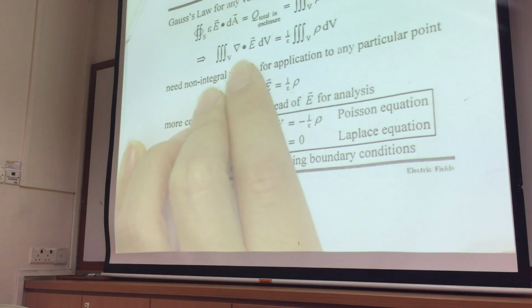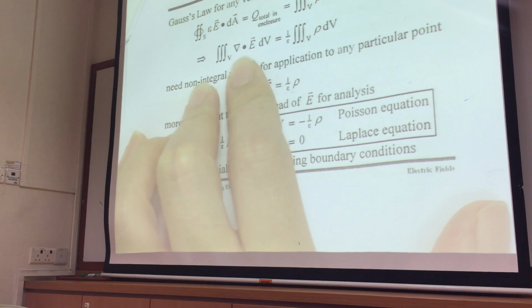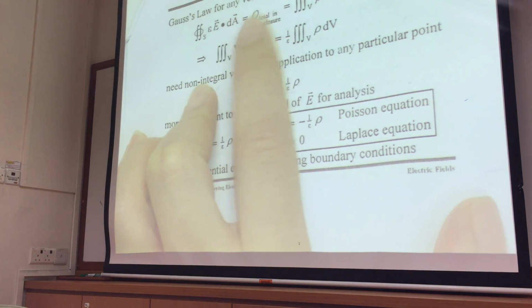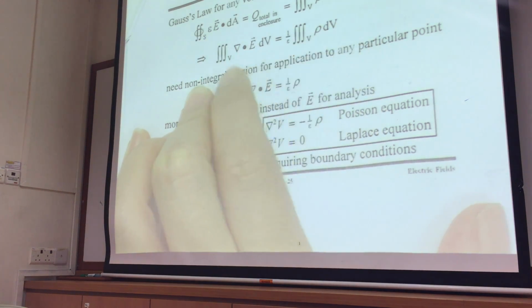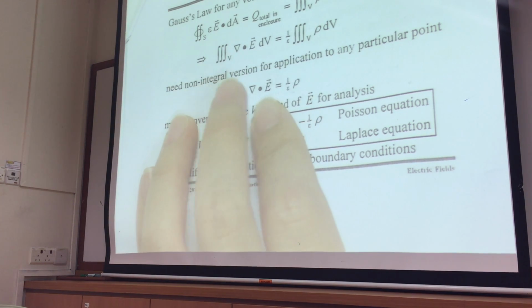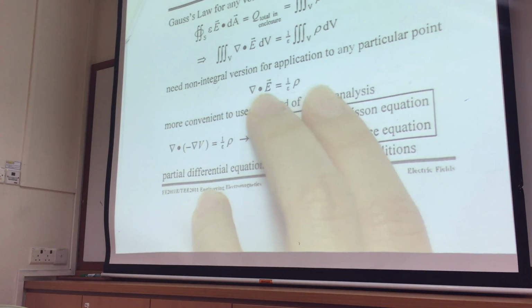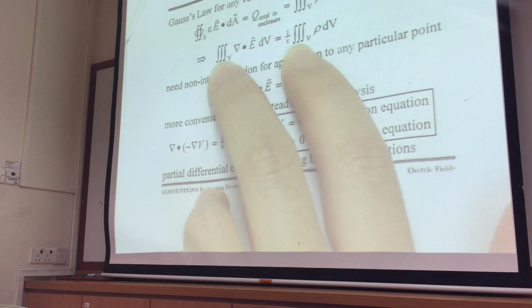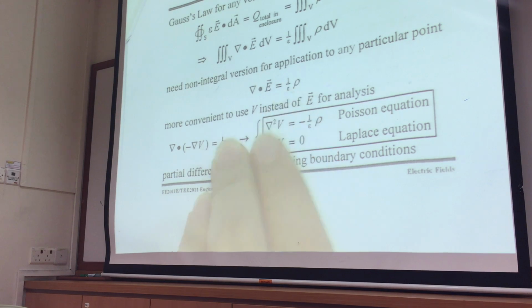This is the left hand side. This one is because of the divergence theorem. This one equals this one divided by epsilon, and then apply the divergence theorem. That is how you get this one, and this one is really important again. We need the non-integral version for application to any particular point. Because they are all integrated against the volume, the insides are the same.